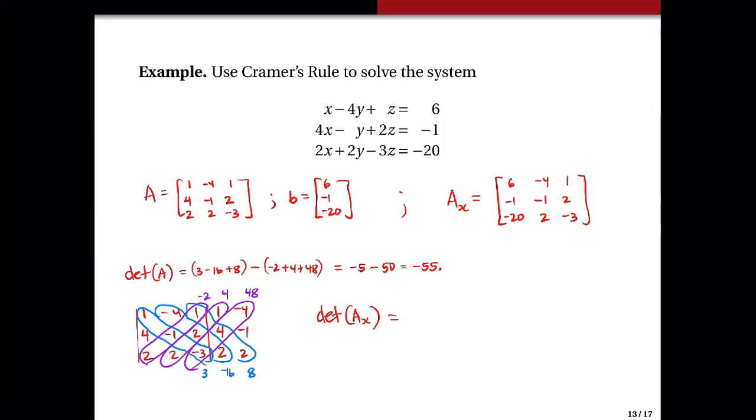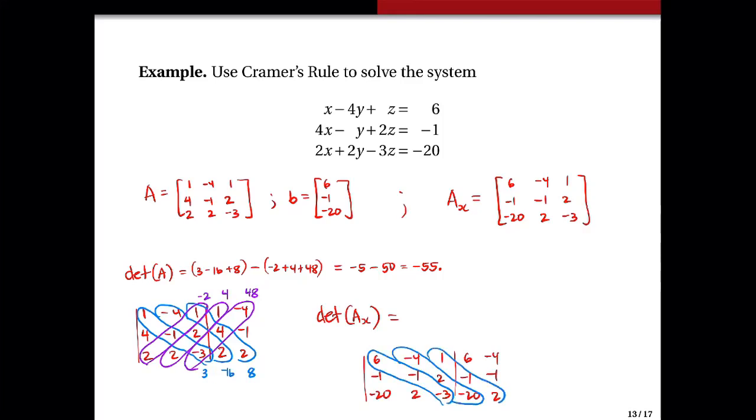Let's try to do this method again. So I have 6, negative 1, negative 20. Then negative 4, negative 1, 2. 1, 2, negative 3. Augment the first two columns, 6, negative 1, negative 20. Negative 4, negative 1, 2. Then you calculate. Okay?